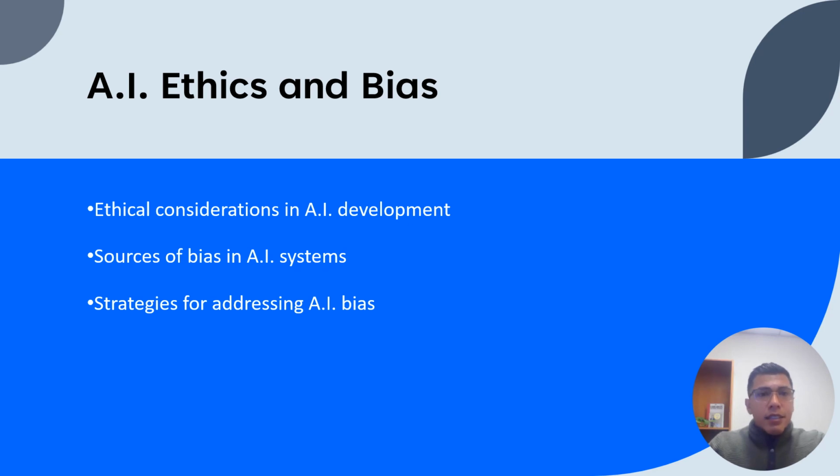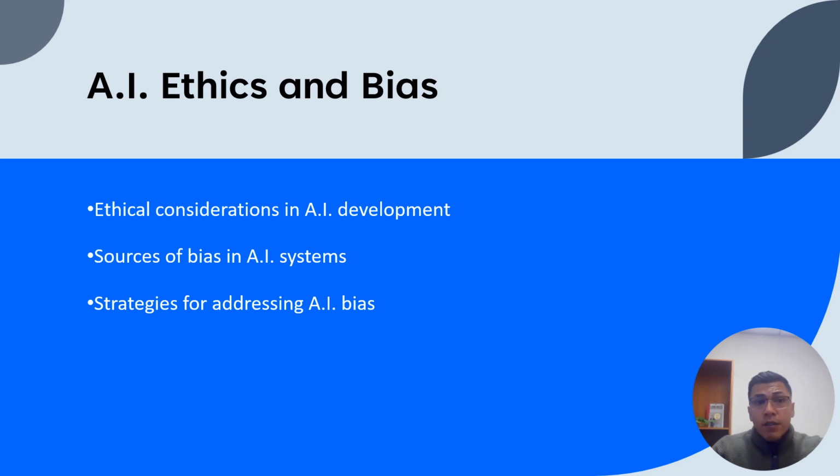Therefore, as AI systems become more integrated in our daily lives, it is essential to consider the ethical implications and potential biases that can arise in their development and deployment. Some of the key ethical concerns surrounding AI include data privacy, transparency, accountability, and fairness. One of the most significant challenges in AI ethics is addressing biases within AI systems. Bias can emerge from various sources, such as biased training data, flawed algorithms, or even unintended consequences of human decisions during AI development. To mitigate bias in AI systems, it is crucial to do three things.